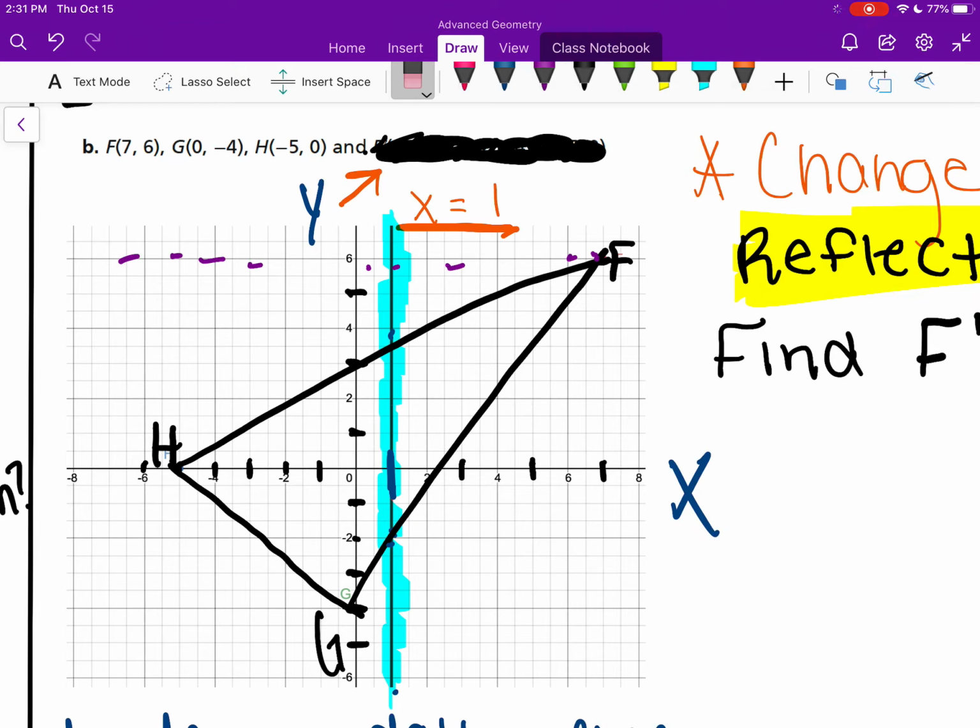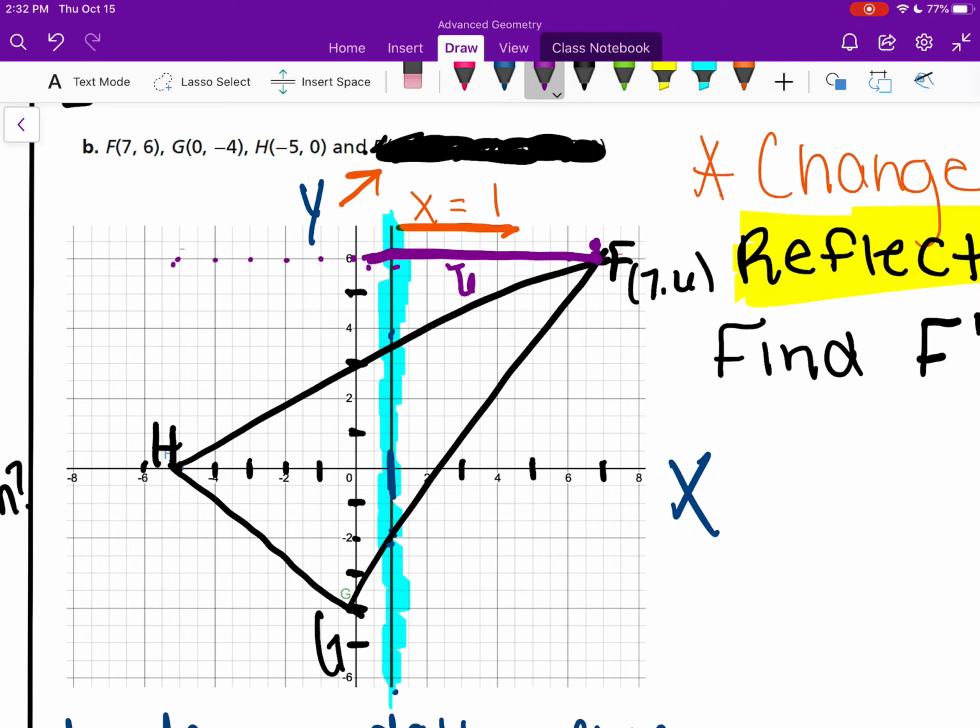And we know that the point F was at the coordinate 7, 6. And we have our reflective line at x equals 1. So I'm going to count the points to get to the line. This is at 7, and we're going to go to 1. So that distance here is 6 units. That's 6 units. So now, starting at x equals 1, I want to count 6 units in the opposite direction. So that's going to be 1, 2, 3, 4, 5, 6.